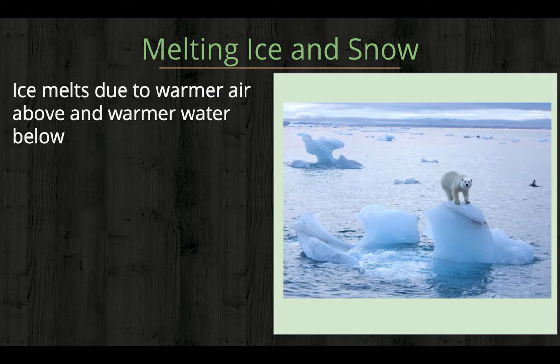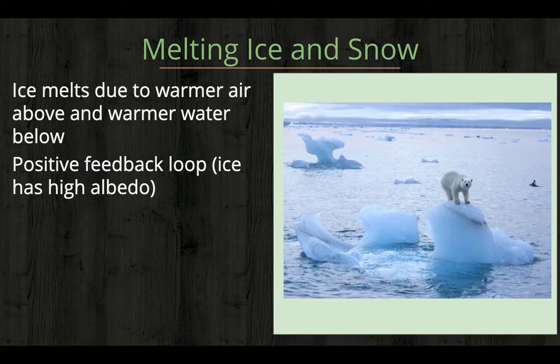We have a positive feedback loop again where, first of all, ice gets hit on two fronts. There's warm air and warm water. So it's melting from both sides. And because the ice is so reflective, it has high albedo, it going away makes the warming happen faster.